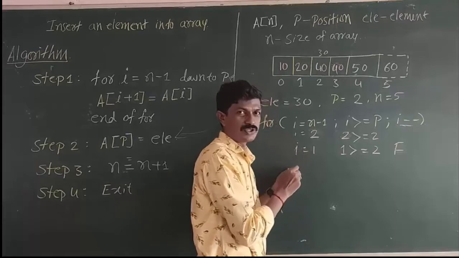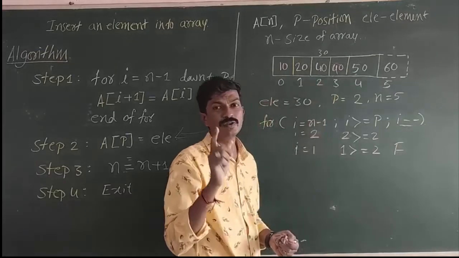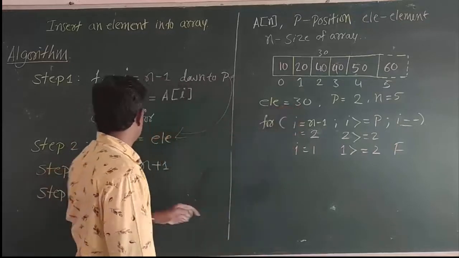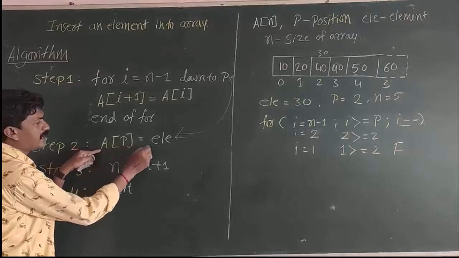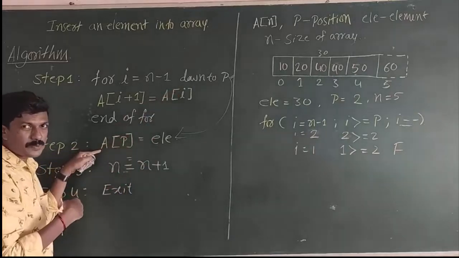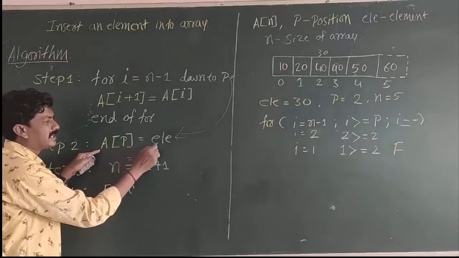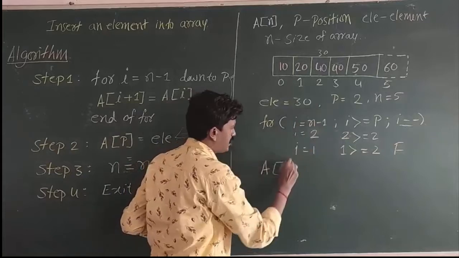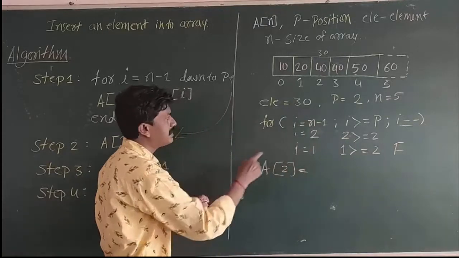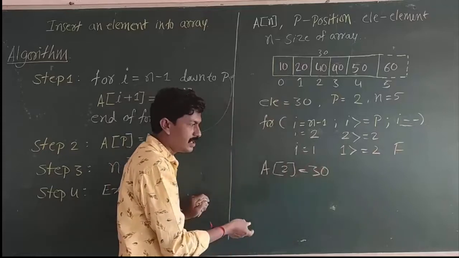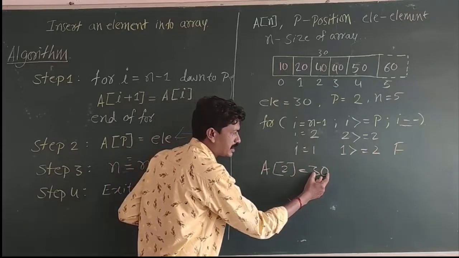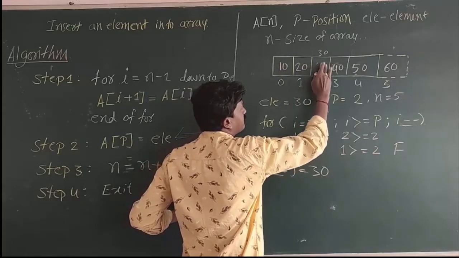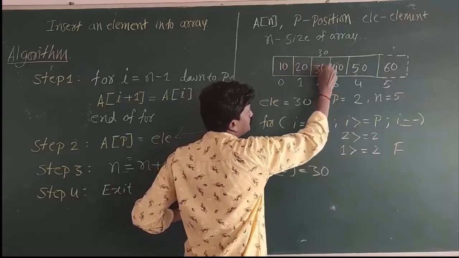Now we have got the particular position. At that position, we want to assign an element. What is the element? Element 30. The next step is a of p. Once we come out of the loop, we simply perform an assignment operation, that is a of p is equal to element. p is 2 and element is 30. So now I am assigning value 30 to the array a at second index.